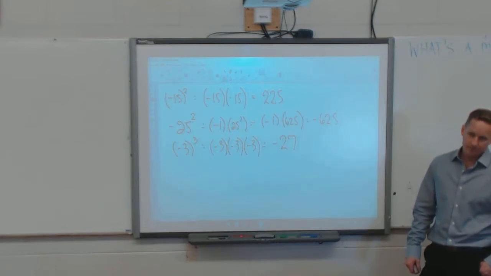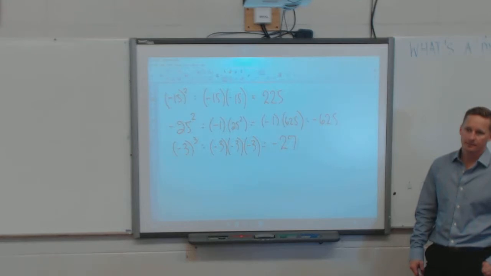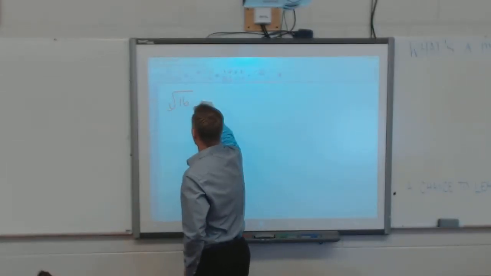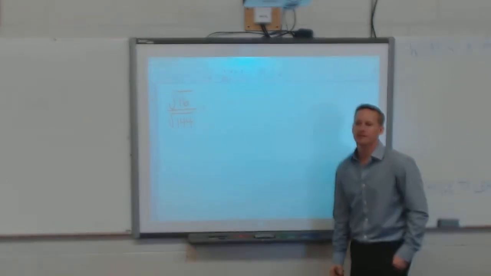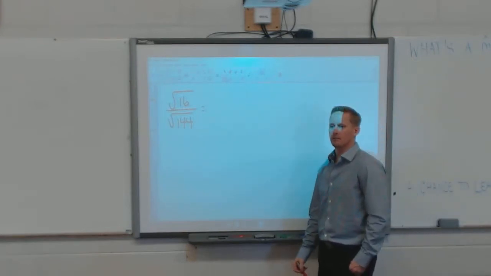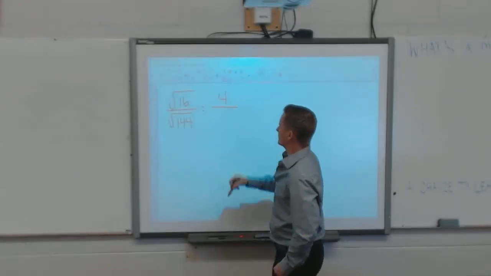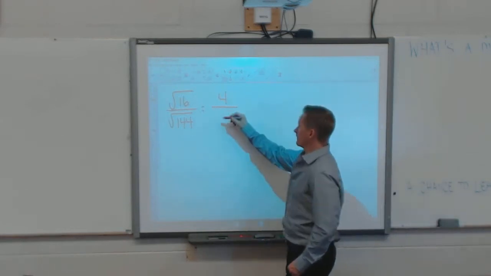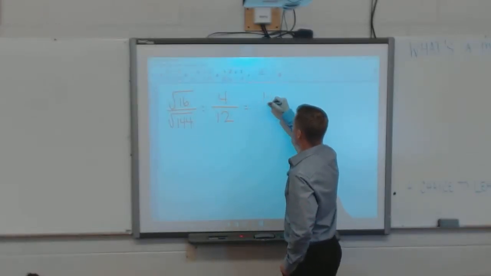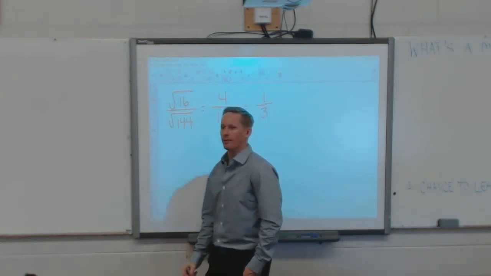Go ahead, Dawson. I have a question on 3G. 3G? Yeah. Perfect. Okay. Square root of 16 over the square root of 144 equals. What's the square root of 16, Dawson? Square root of 144. Now I'm going to reduce my fraction to 1/3.